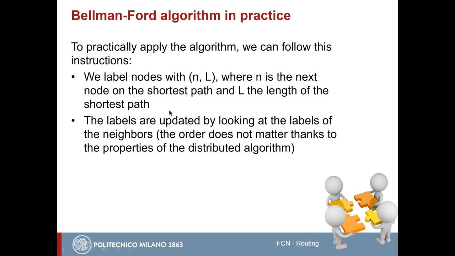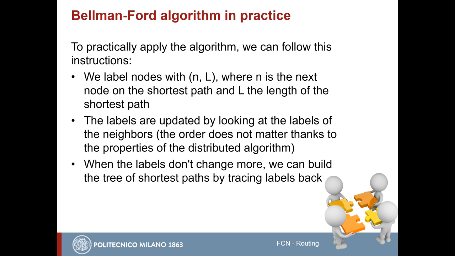Then we update the labels by looking at the labels of the neighbors and doing updates according only to the labels of the neighbors. Again, the order does not matter because of the property of the distributed algorithm. When labels don't change anymore, we can build a tree of the shortest paths by tracing labels back. So the shortest path from a source to each other node will be given by the sequence of labels that you find along the path.